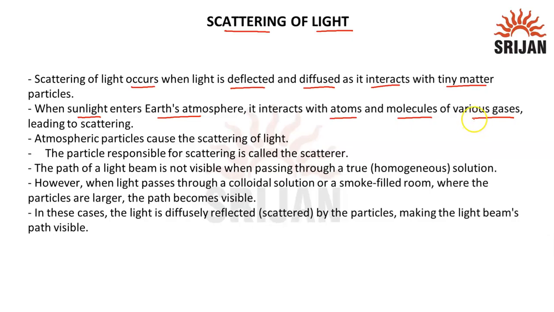molecules of these gases. The atmospheric particles cause the scattering of the light, and the particles responsible for scattering are known as the scatterers, indicating that the atoms and the molecules of various gases are basically the scatterers when sunlight enters the Earth's atmosphere. The path of a light is not visible when passing through a true homogeneous solution.